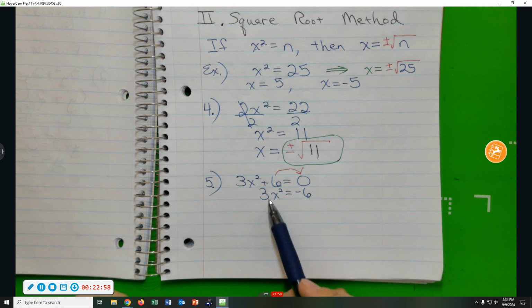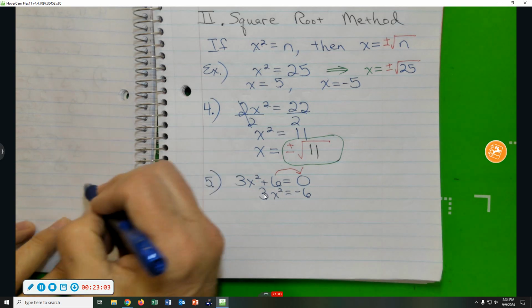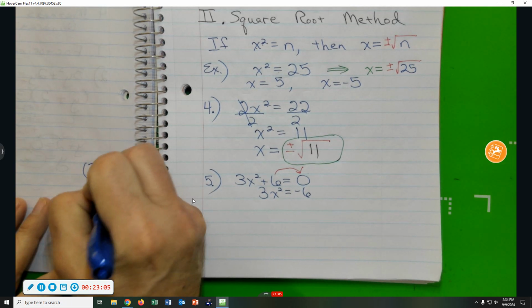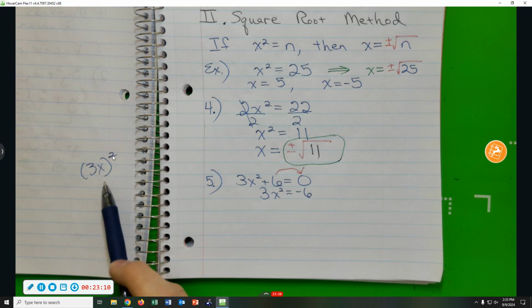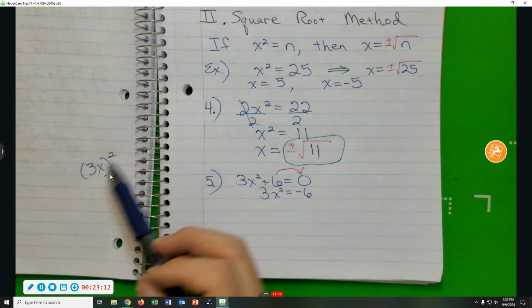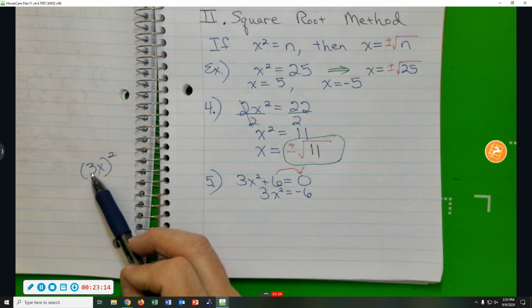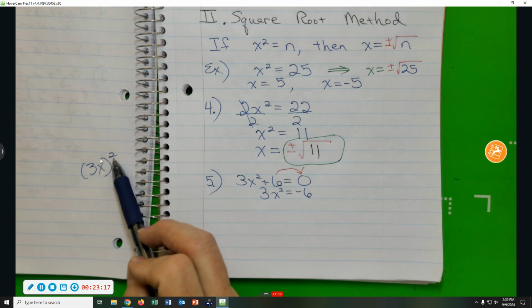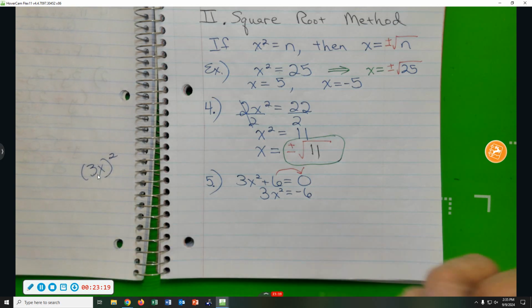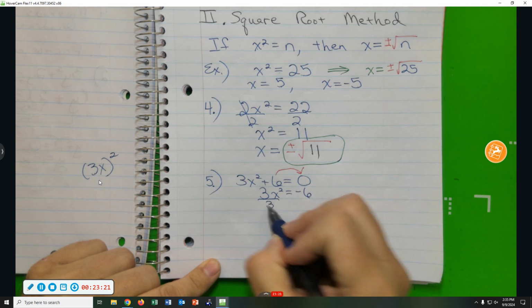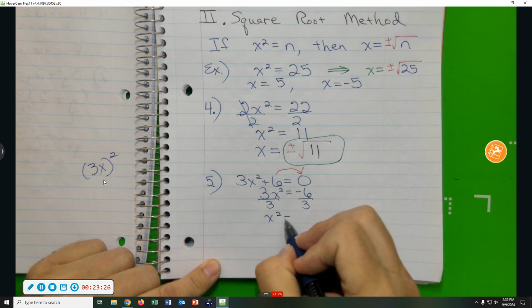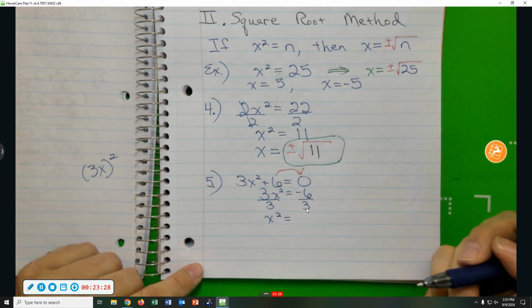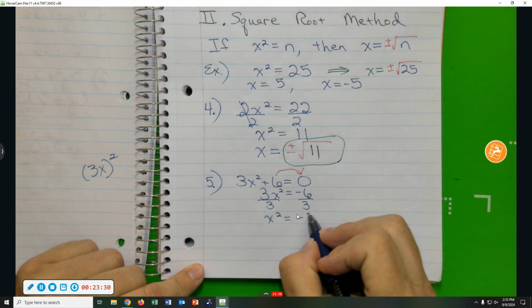Now, is 3 being squared? No. If the 3 were being squared, they would have had to write the problem like this. There's my scratch work. It would have had to look like that, and that's not what we had. Notice, if they'd wanted to square that 3, it would have had to be enclosed in parentheses, and it isn't. So, we divide both sides by 3. That gives us x squared equals negative 6 divided by 3, which is negative 2.